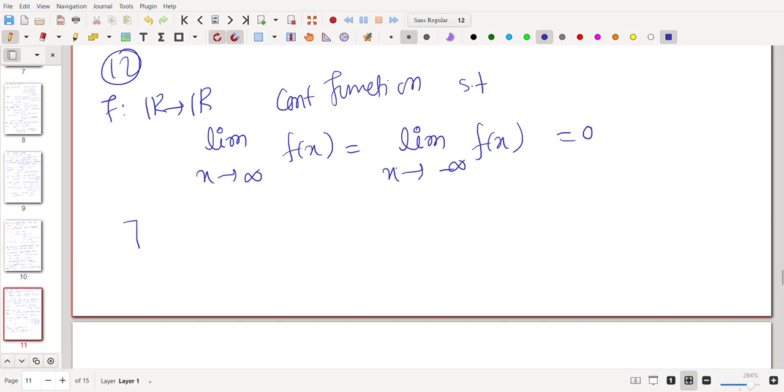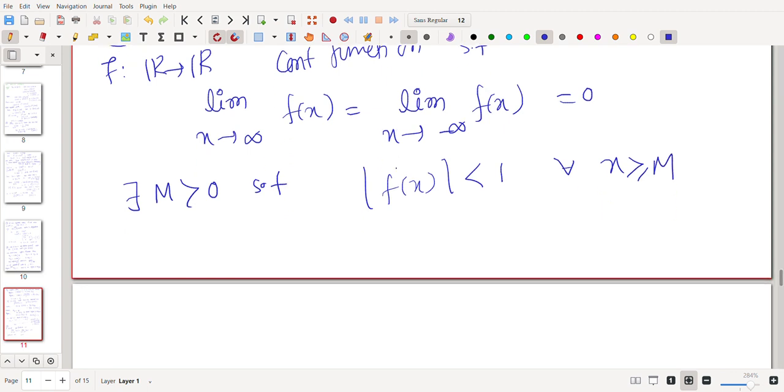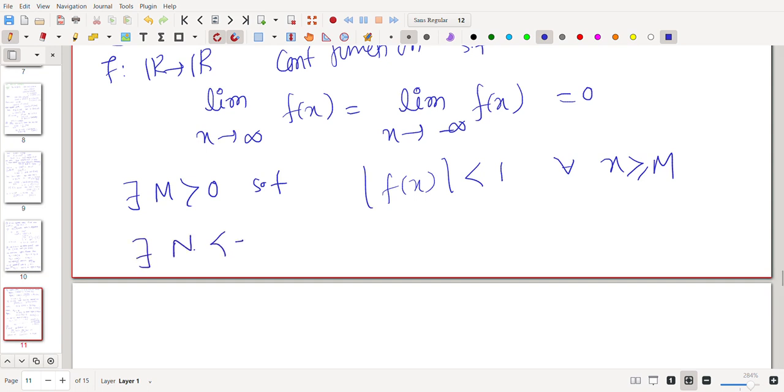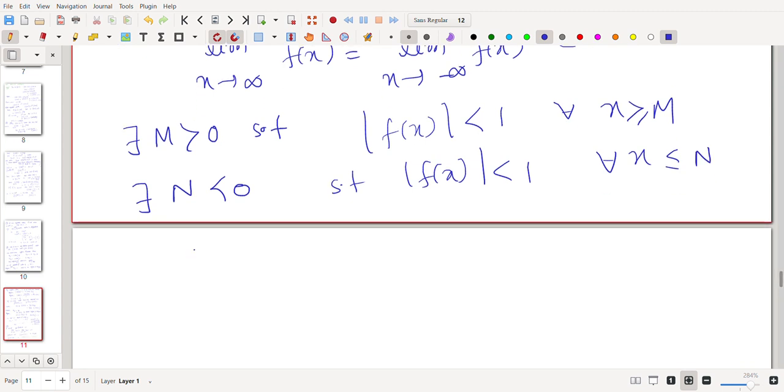So observe the limit as x tends to infinity of f(x) equals 0. That means there exists m greater than 0 such that |f(x)| is less than 1 for all x greater than or equal to m. And again, the limit as x tends to negative infinity of f(x) is 0. That means there exists n less than 0 such that |f(x)| is less than 1 for all x less than or equal to n.